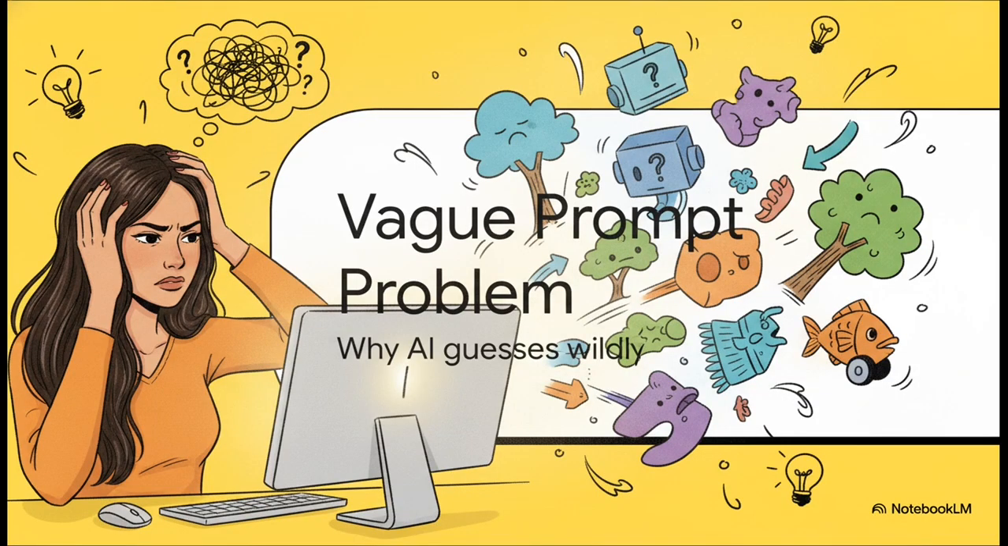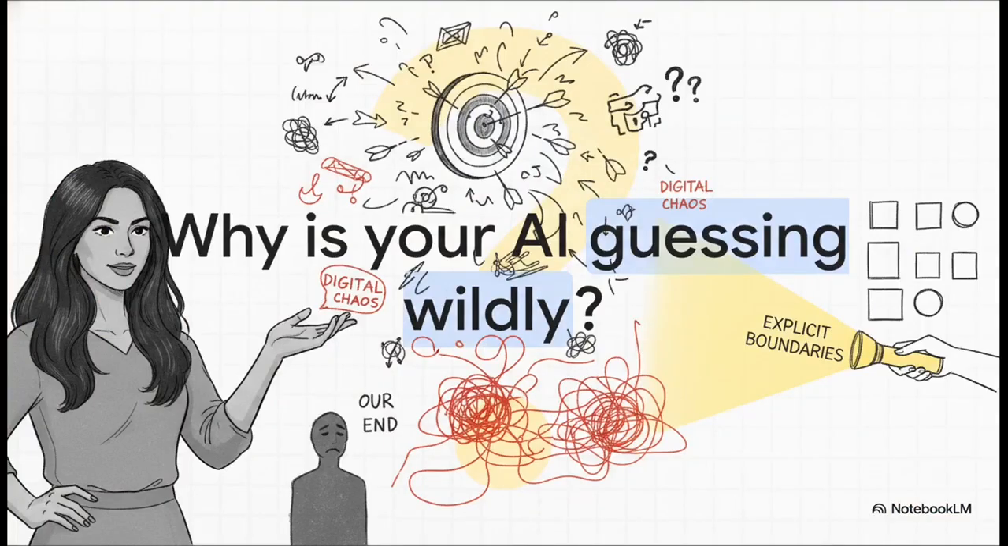All right, kicking things off with Section 1, the vague prompt problem. So, let me ask you something directly. Why does your AI always seem to guess wildly? Like, why does it hallucinate or spit out answers that have literally nothing to do with what you actually need? Honestly, it's super easy to blame the machine, right? But the truth is, this digital chaos usually stems from a lack of direction on our end. AI is incredibly powerful, but without explicit boundaries, it's essentially just throwing darts in the dark.